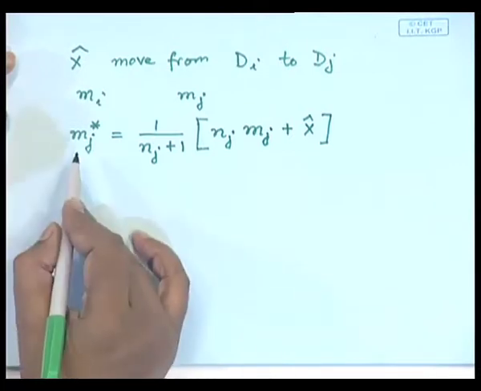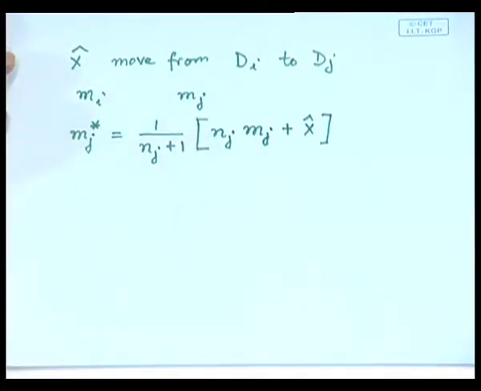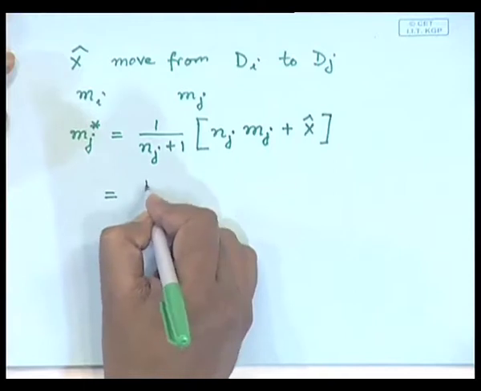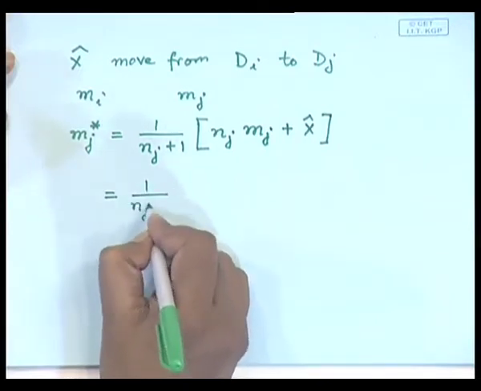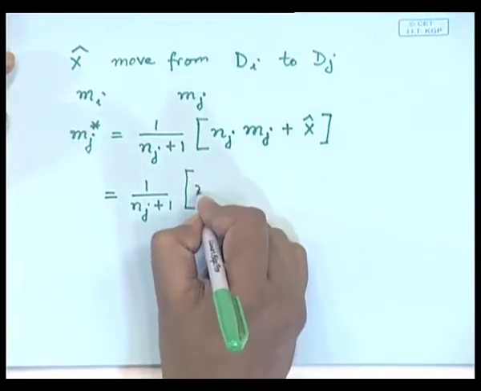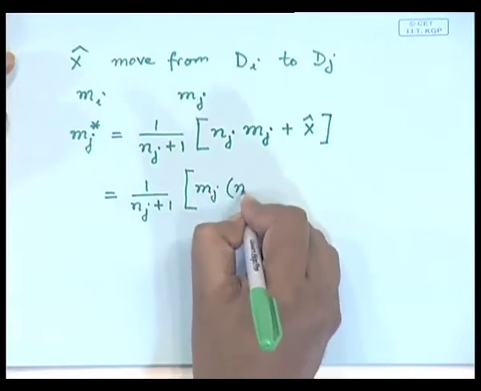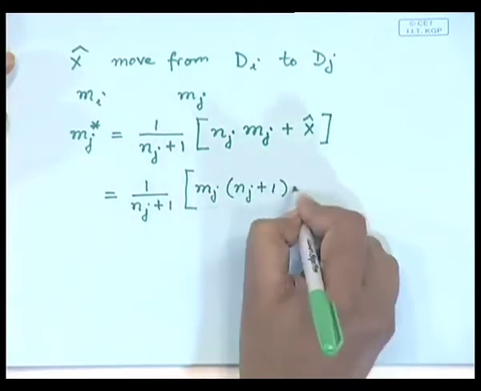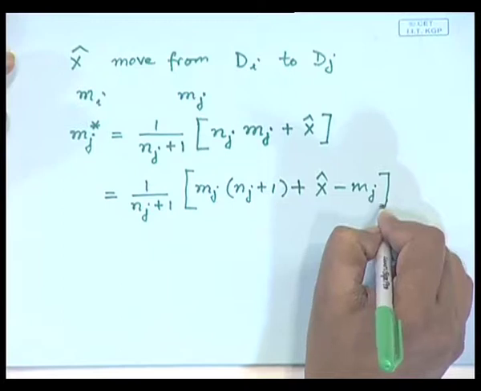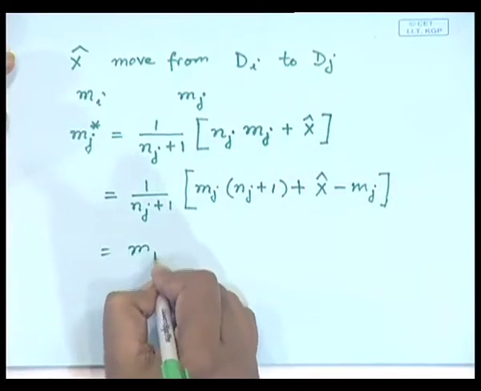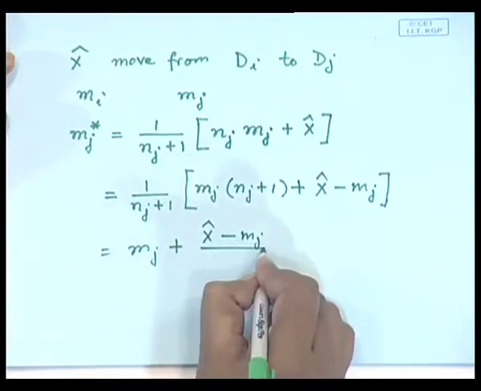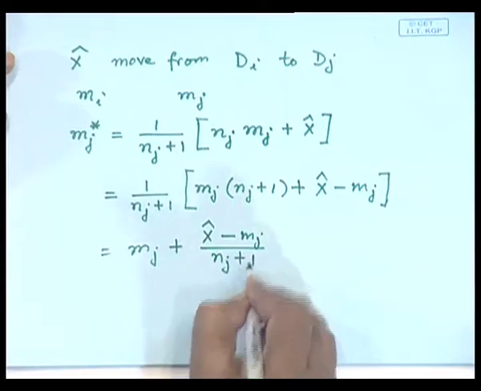Is it okay? So, this is the new mean of the jth cluster D j. If I simplify this, you find that it will be 1 upon n j plus 1 into, I can rewrite this expression as m j into n j plus 1 plus x hat minus m j, which is nothing but m j plus x hat minus m j upon n j plus 1.